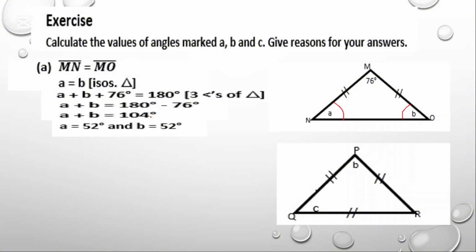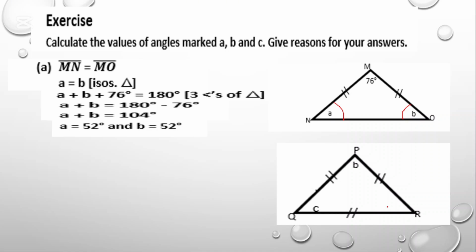Right. So the next step, each one will be half of 104 degrees. This one will be 52 and that one will be 52 degrees. Look at the next one. Three sides are marked the same. So we have an equilateral triangle over here. Three angles must be the same.